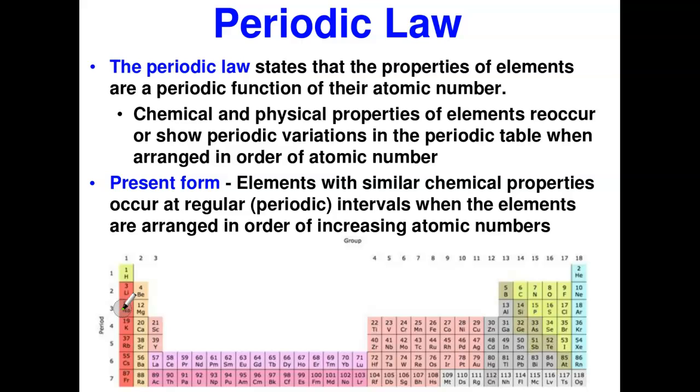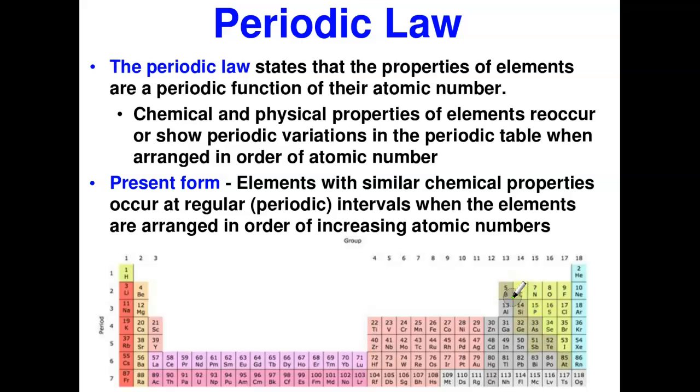As we go either down a group or across the periodic table, we're going to notice some characteristic patterns which we're going to study as we move on in this class. So the chemical and physical properties of elements will reoccur or show a periodic variation in the periodic table when arranged in order of atomic number. That's exactly what the periodic property is talking about.